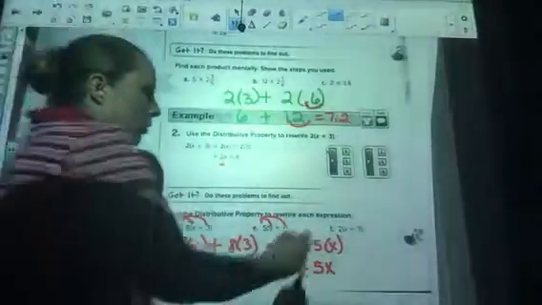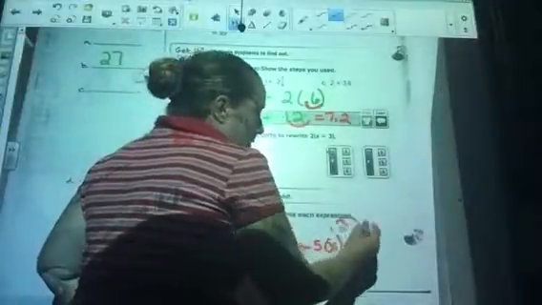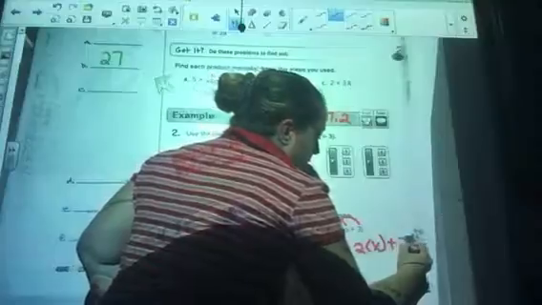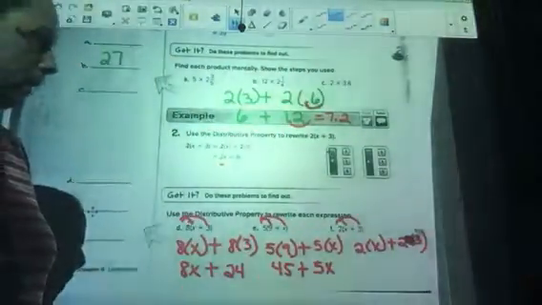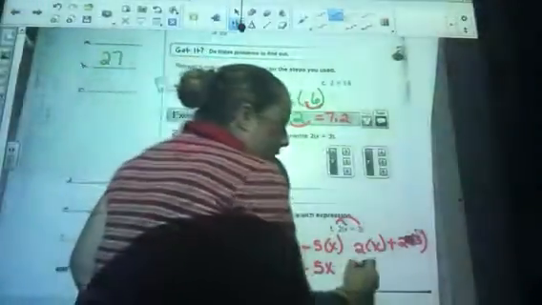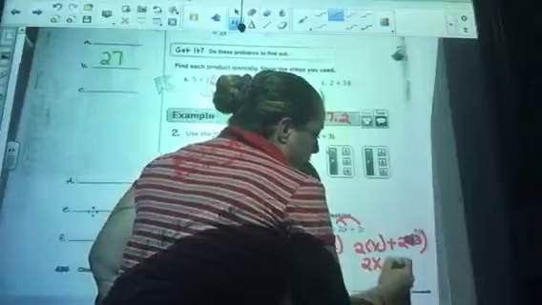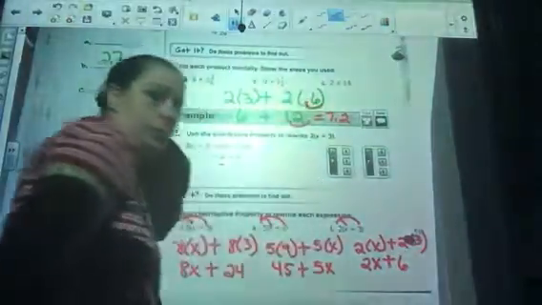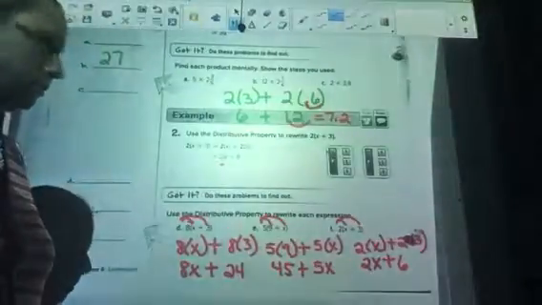Okay? 2 times x and 2 times 3. 2 times x plus 2 times 3. All right, 2 times x would be what? If you said 2x, you are on the money. Plus 2 times 3 is 6. Your final answer? 2x plus 6.